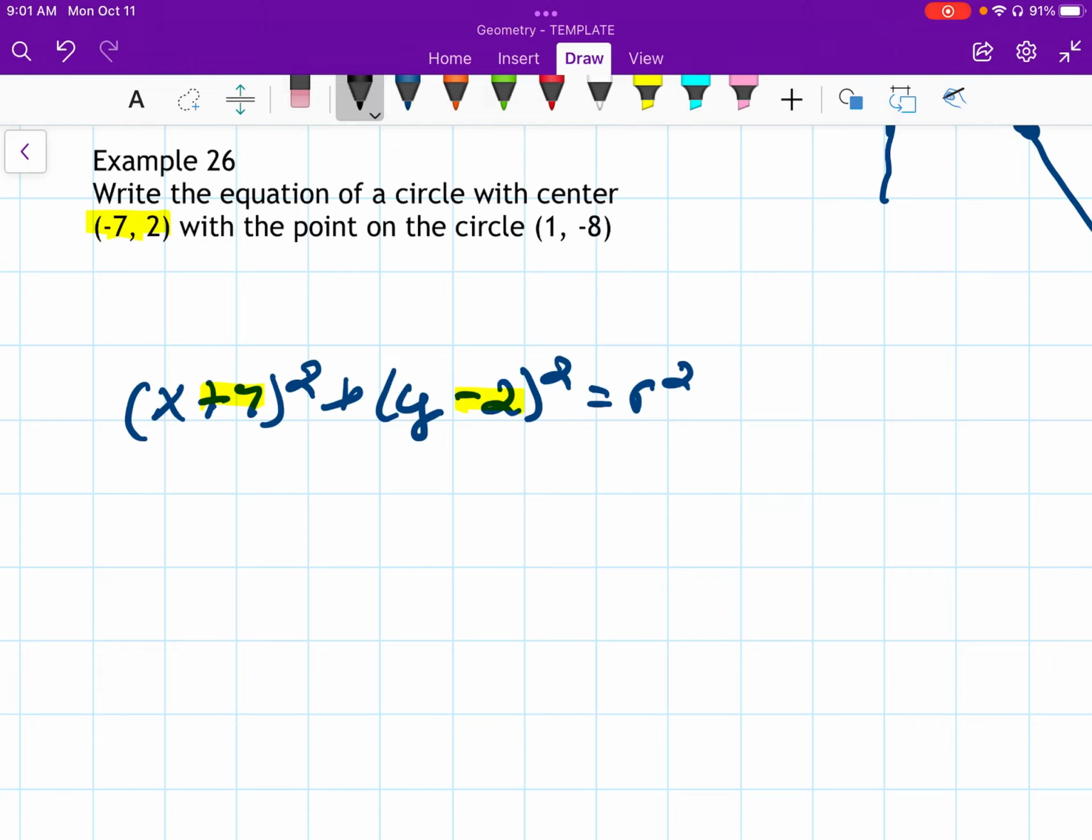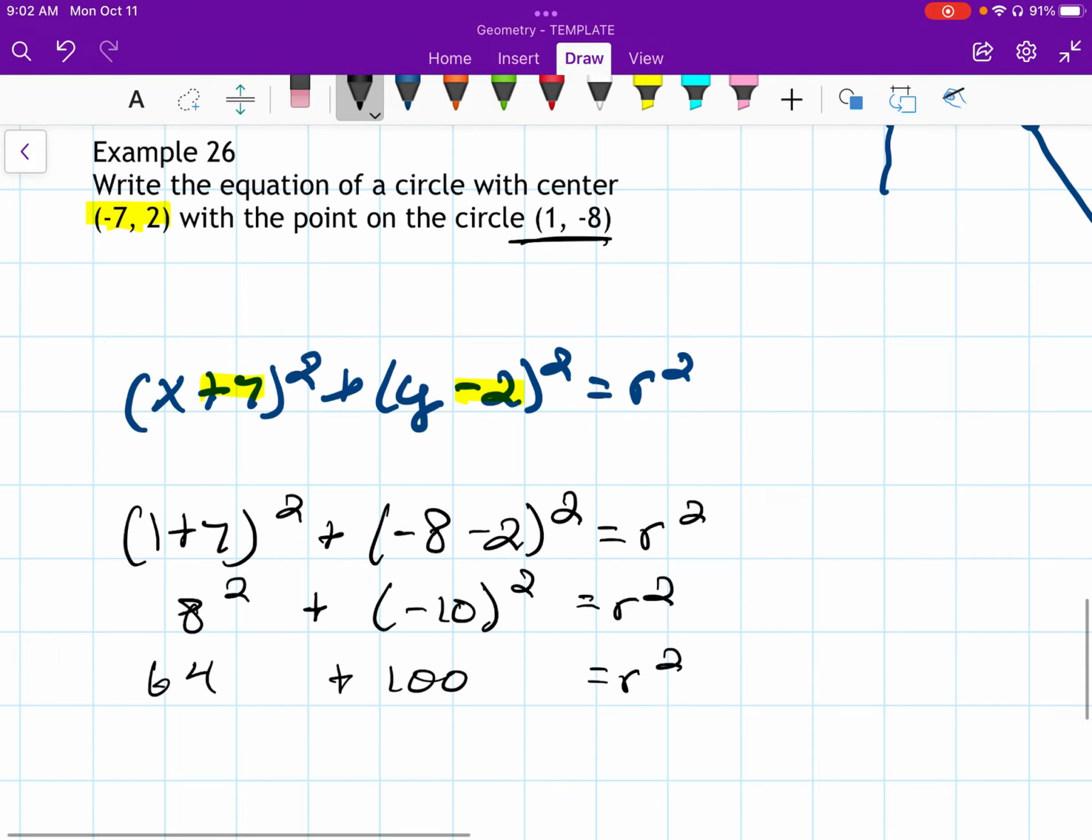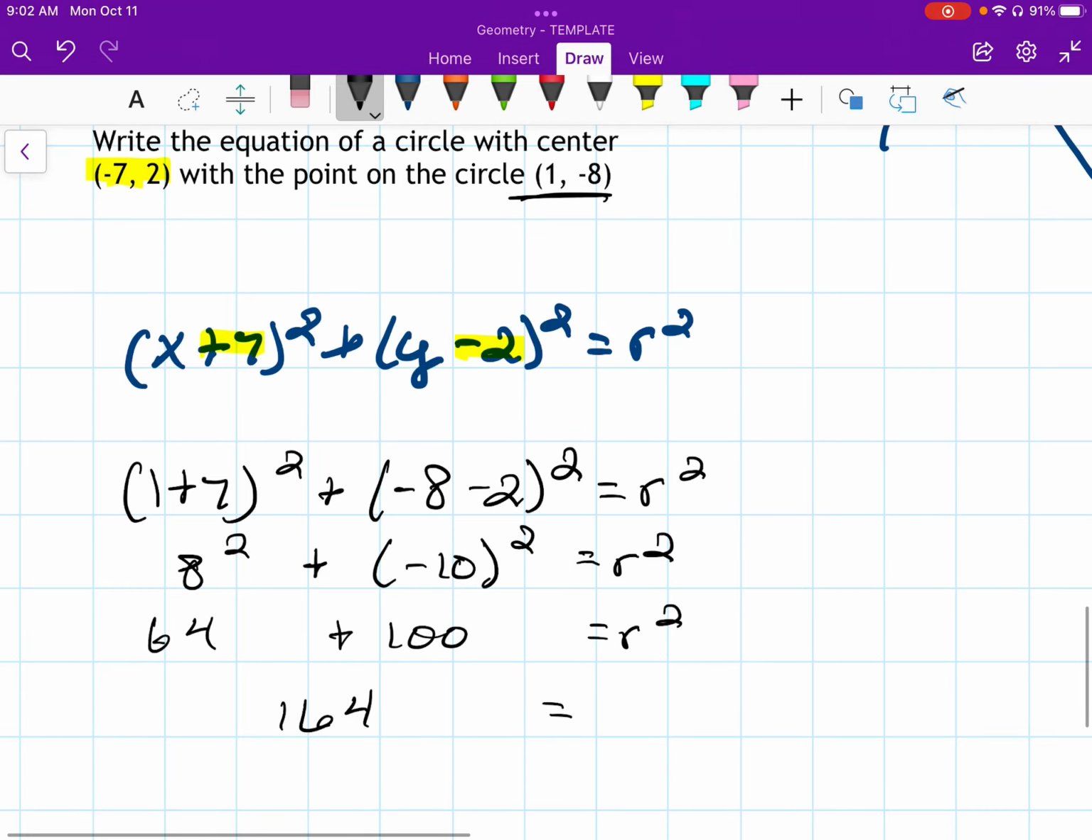Now we can plug in the other point into my x and y, and we'll actually be able to find the radius. So we'll have 1 plus 7 squared plus negative 8 minus 2 squared equals r squared. So 8 squared plus negative 10 squared equals r squared. 64 plus 100 is r squared. So 164 is r squared.